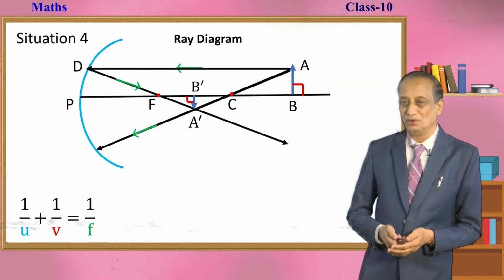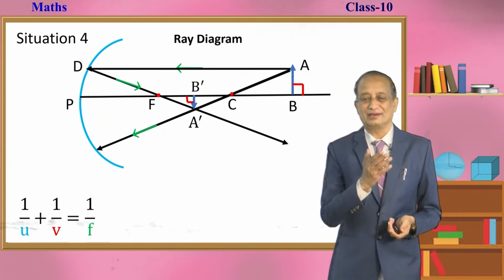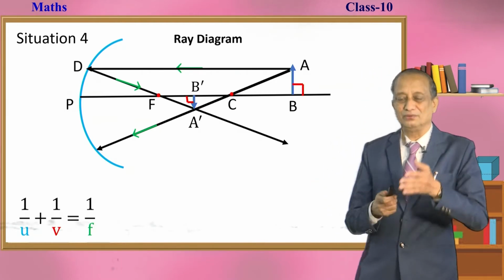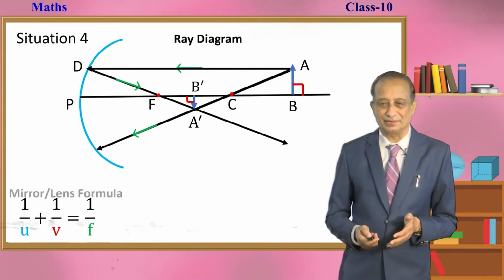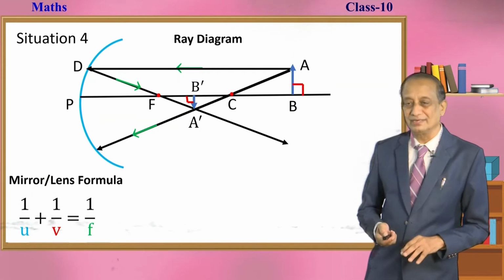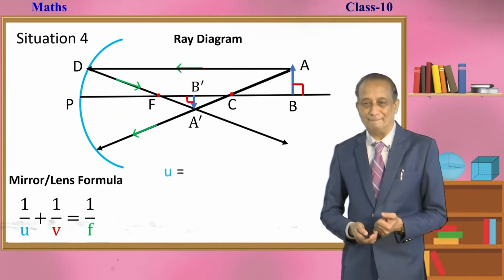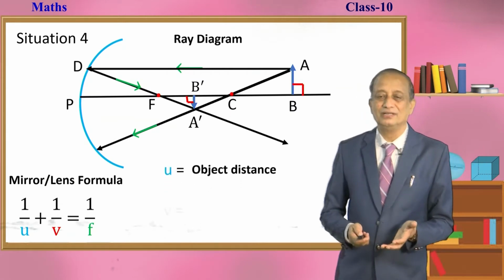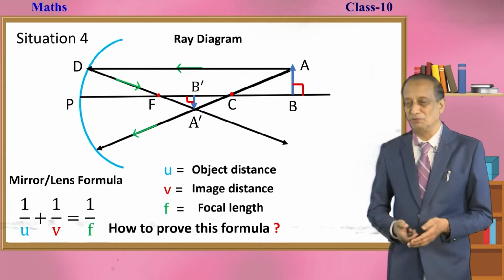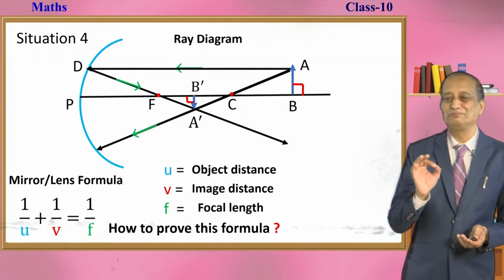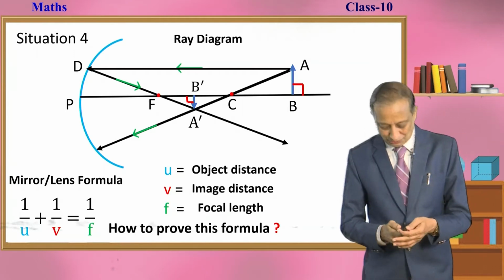Okay. You know there is a beautiful formula connecting u, v and f, and you know 1 over u plus 1 over v is always equal to 1 over f. Okay. This is called the mirror or lens formula. What is u, v, f, children? U is the object distance, v is the image distance, and f is the focal length. How to prove this is the challenging question for you.